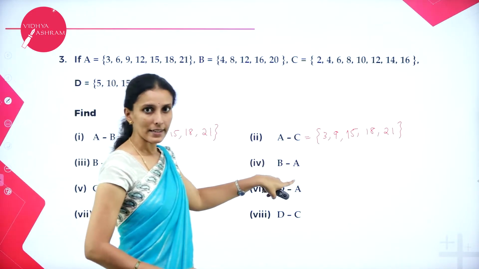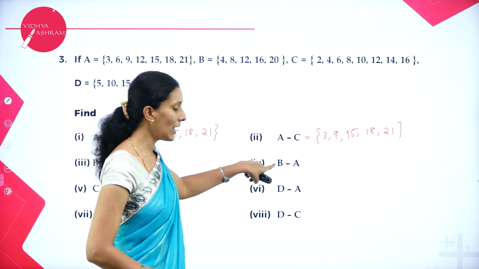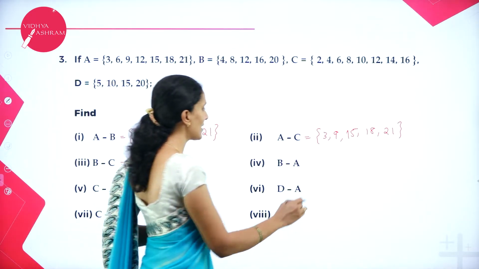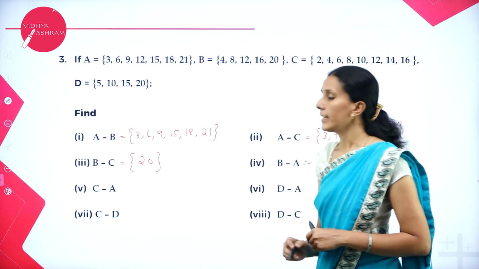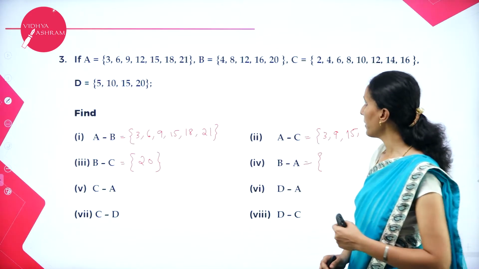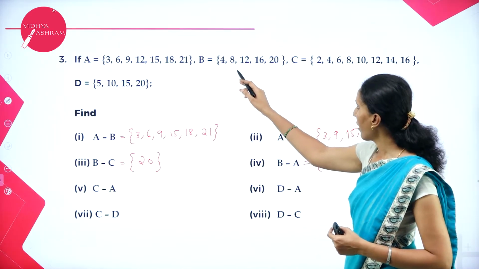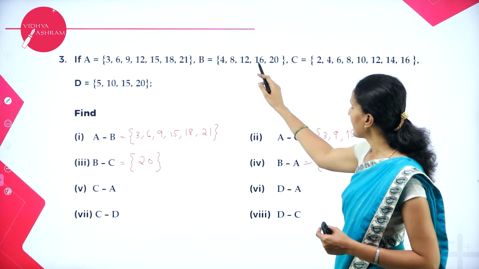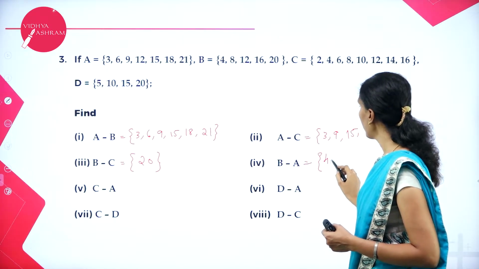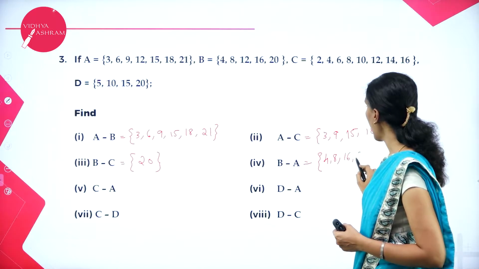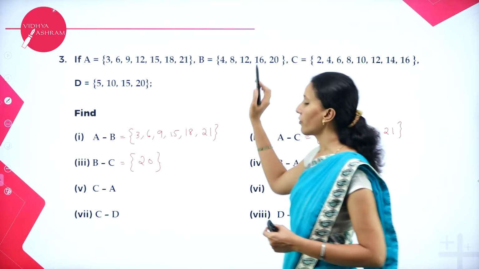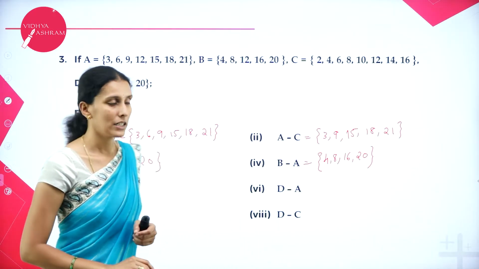Next, B minus A. B minus A means write only the elements of B. It should not be present in A. So what are the elements here I can write? B minus A means I can write 4, 8, 16 and 20. And 12 I cannot write because it is repeated in A.